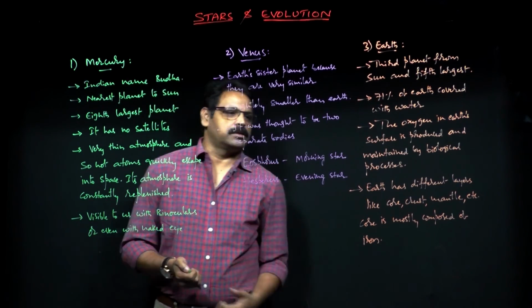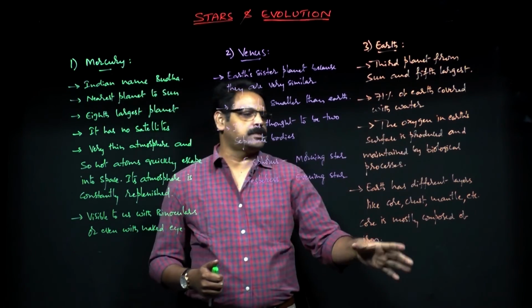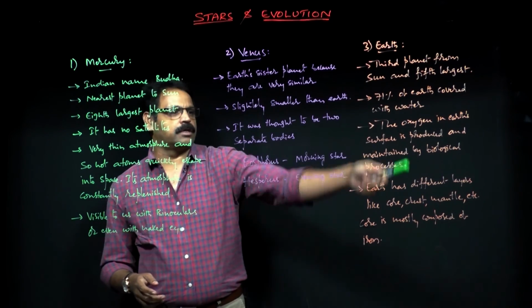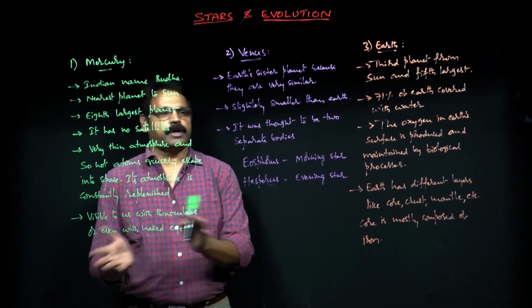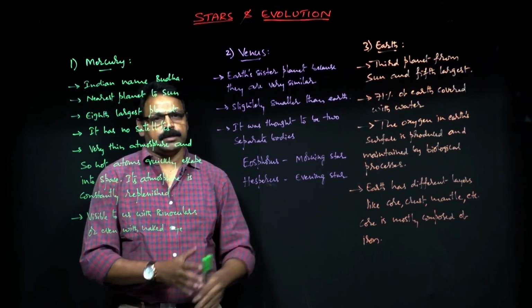So now we have a few points to be remembered about the Earth. This is something about the first three planets. We will look into the other planets later.